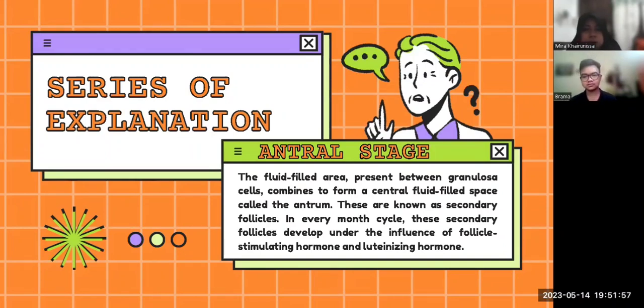Next is the antrum stage. The fluid-filled areas present between granulosa cells combine to form a central fluid-filled space called the antrum. These are known as secondary follicles. In every monthly cycle, the secondary follicles develop under the influence of follicle-stimulating hormone and luteinizing hormone.